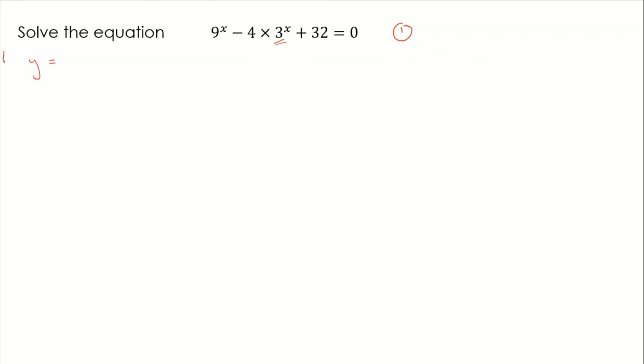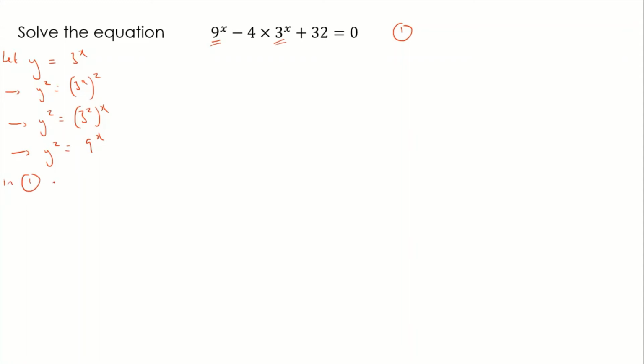Okay, so if you let y equal 3 to the x, that means that y squared is going to be 3 to the x squared. Remember, we can interchange the order of the powers. Get 3 squared to the x instead. And 3 squared is 9. So y squared is 9 to the x, which is brilliant, because that's what I wanted.